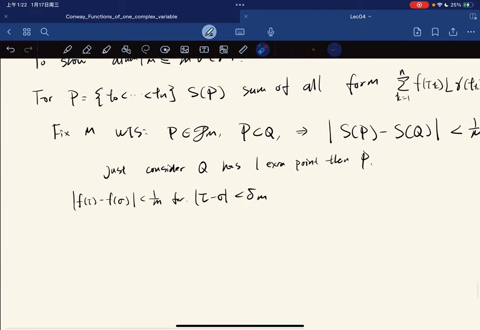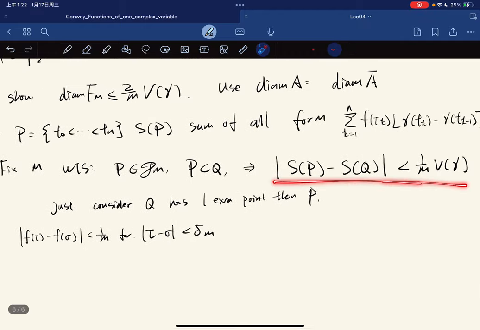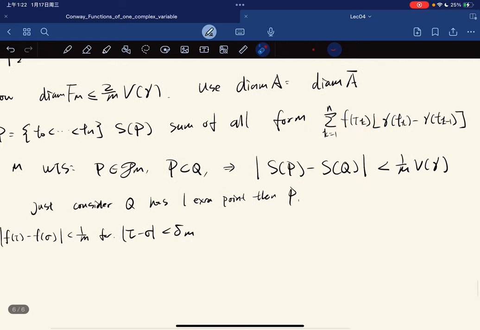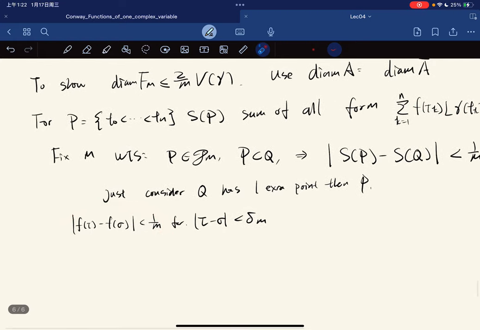It's kind of tedious, so I just skip it. If you like, just do the direct computation. If you consider one extra point, what can you say about this sum? You can just separate them, and then because you're subtracting, you have something in front of this. Then we're good.